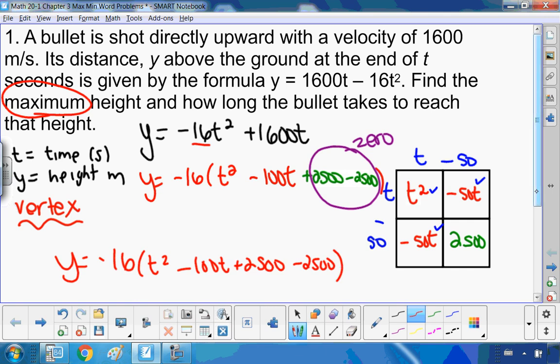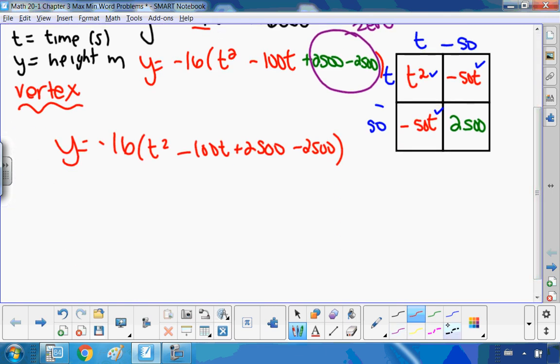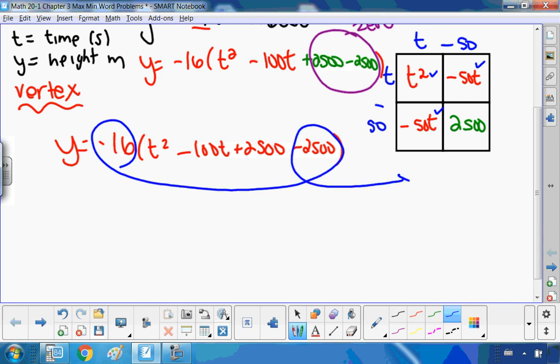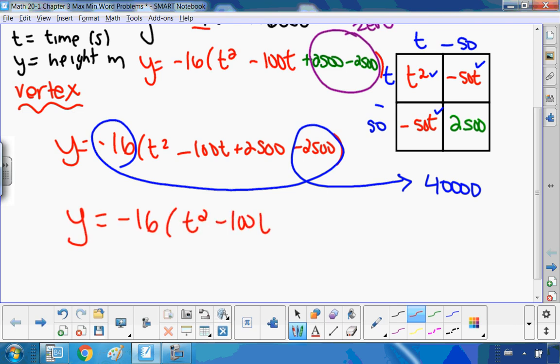So I'm going to have to get what is not a perfect square trinomial, part of that, out of the brackets. And I'm going to take negative 16 and negative 2500 and multiply those together to take it outside of the brackets. So negative 16 times negative 2500 is positive 40,000, and that will go on the outside. So I've got y equals negative 16 t squared minus 100t plus 2500, close my brackets, and that's where I put my plus 40,000.